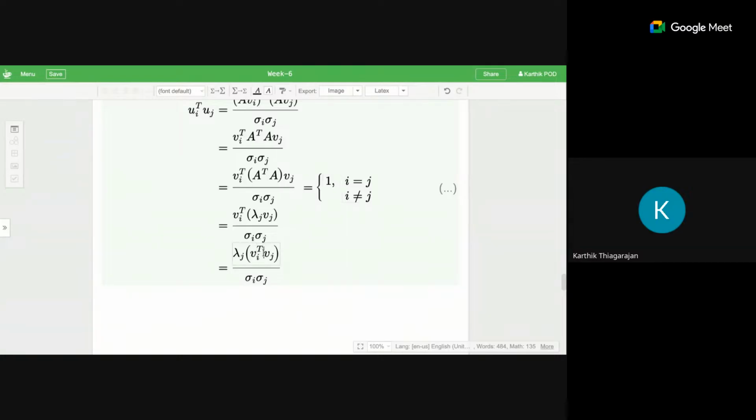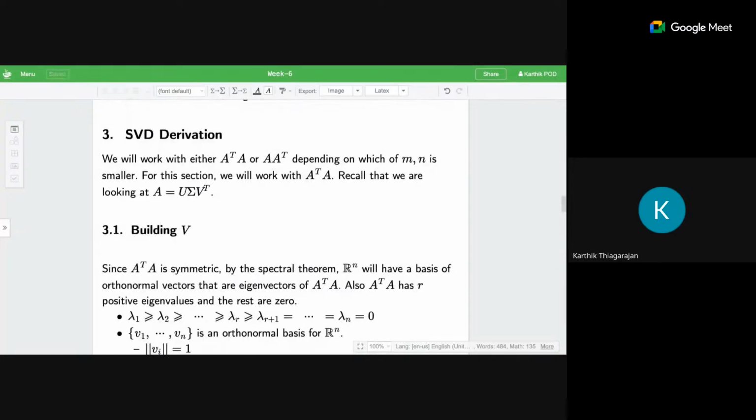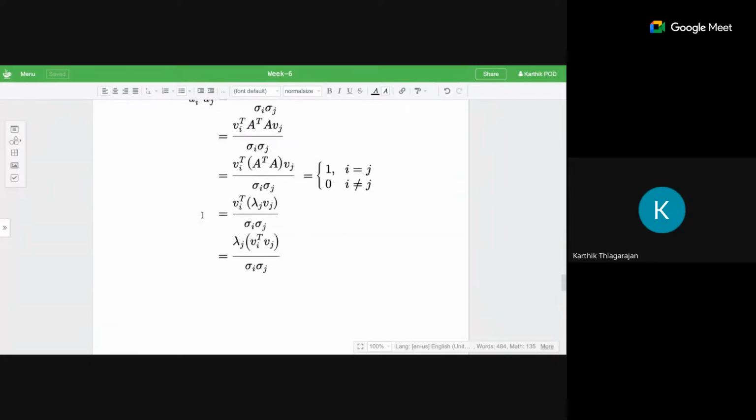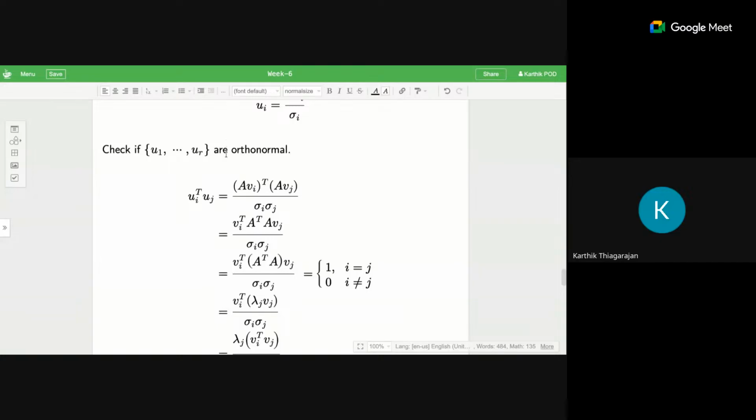What happens if i is not equal to j? 0, right? So recall that Vi and Vj are orthonormal by construction. So we constructed V that way. So Vi transpose Vj is 0. Okay. So what we have arrived at is a very surprising result, which is that U1 to UR are orthonormal.